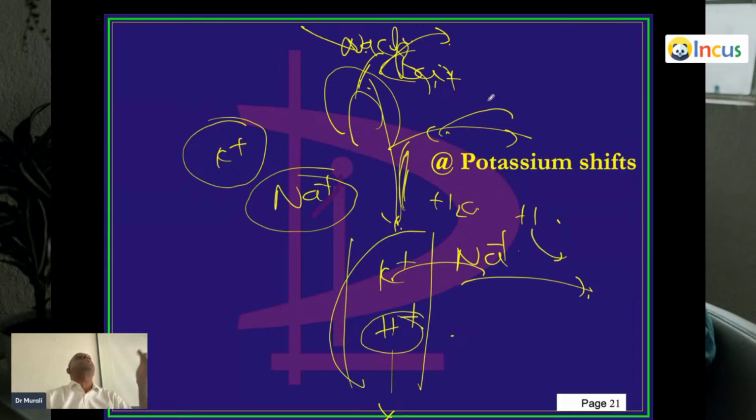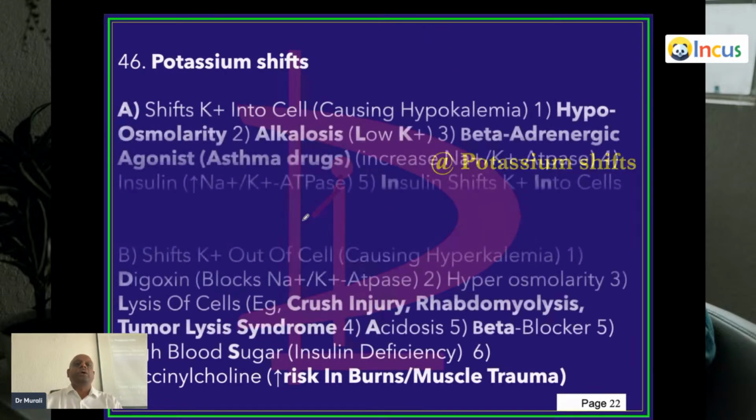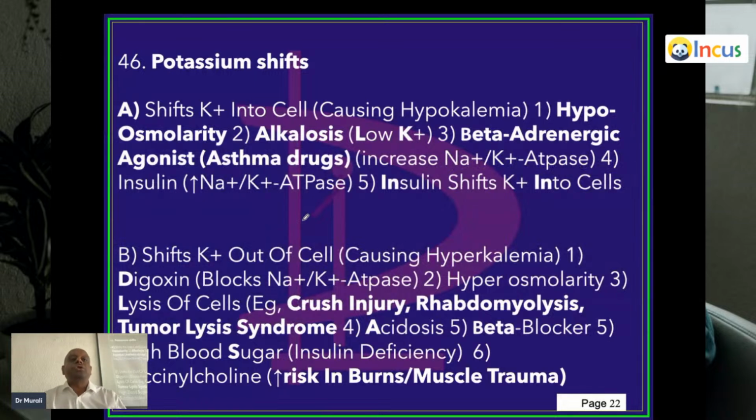So now comes potassium shifts. Inside the cell is potassium, outside the cell is always sodium. So any shift of the potassium from the plasma into the cell leads to low potassium in plasma. Hypokalemia means where is the kalemia?